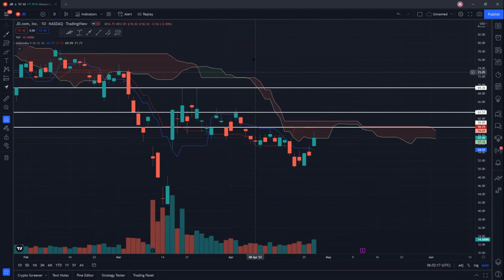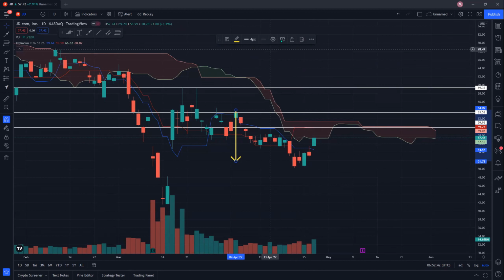be tested once again. If you look at the corrective waves, it seems that JD may have ended its corrective waves somewhere from a low of around, this low was around 56 and this high was around 69. So if we pull it down, you can see that this particular wave correction may have already ended at around these levels here at 50 to 51, just above this $50 psychological support.